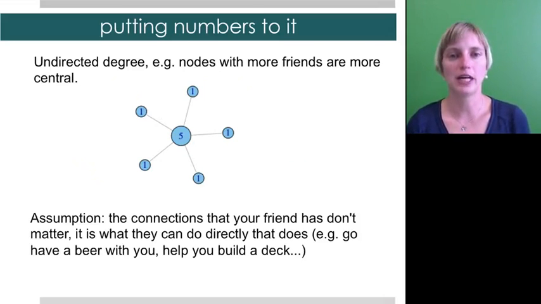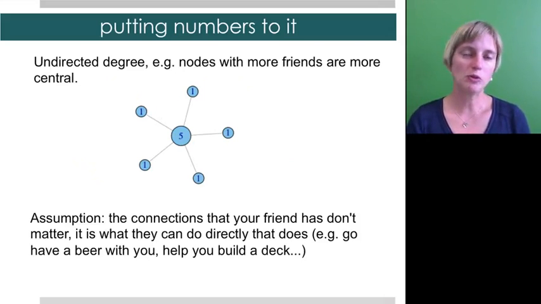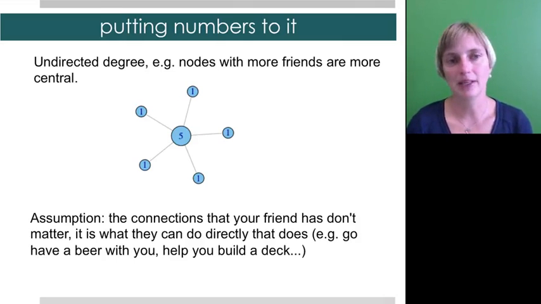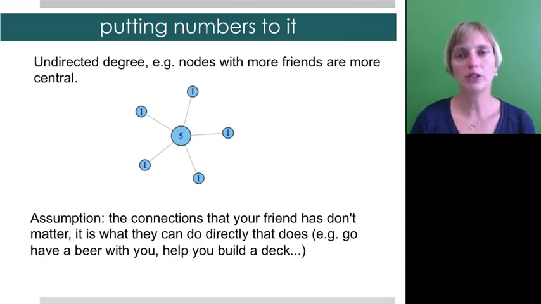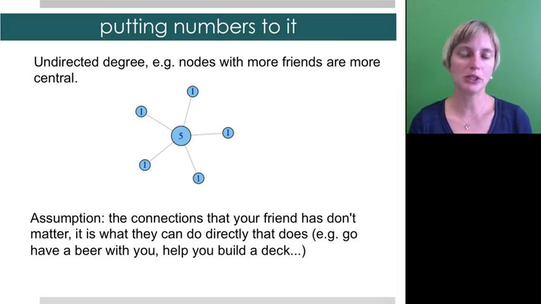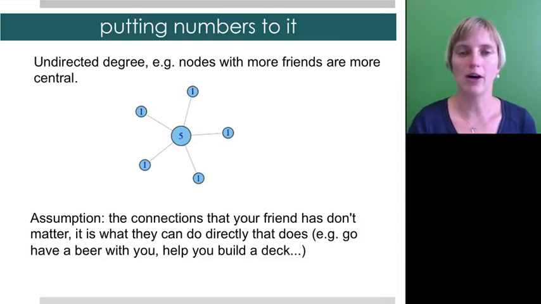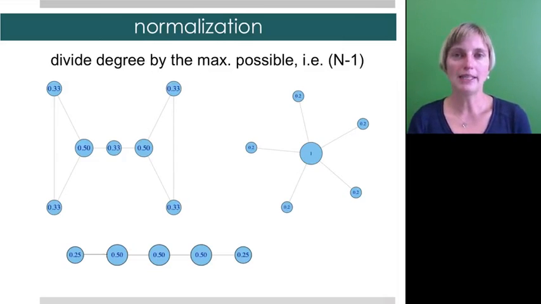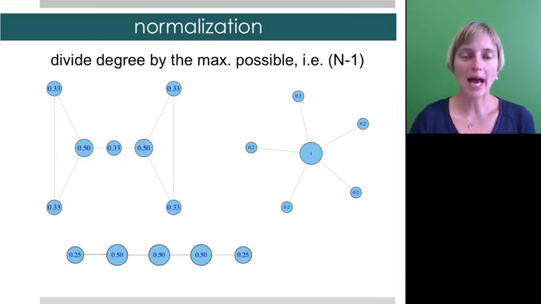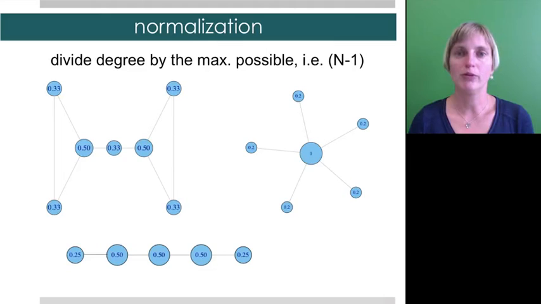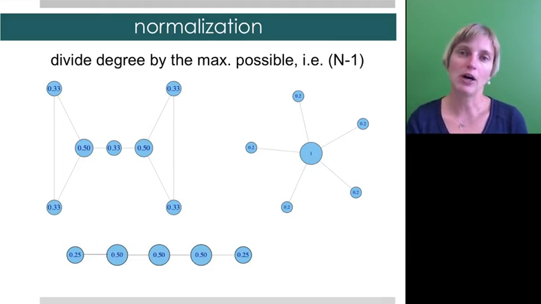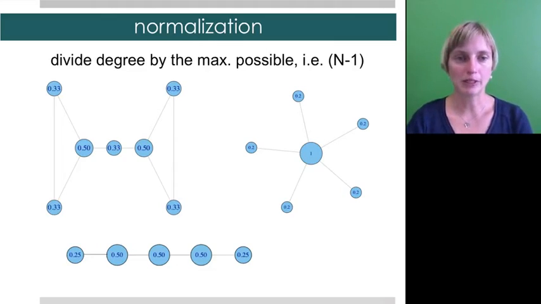So let's put some numbers to it. Let's quantify centrality. And let's switch to undirected networks for the time being. In undirected degree, all we're doing is counting the number of edges you have. So if it's a friendship graph, it just counts the number of friends. And the basic assumption here is that it doesn't matter how many friends your friends have or anything else. You're just counting the number. That's all that counts. You can normalize this measure by dividing by the maximum number possible for the degree, which is n-1, as we saw just last week.